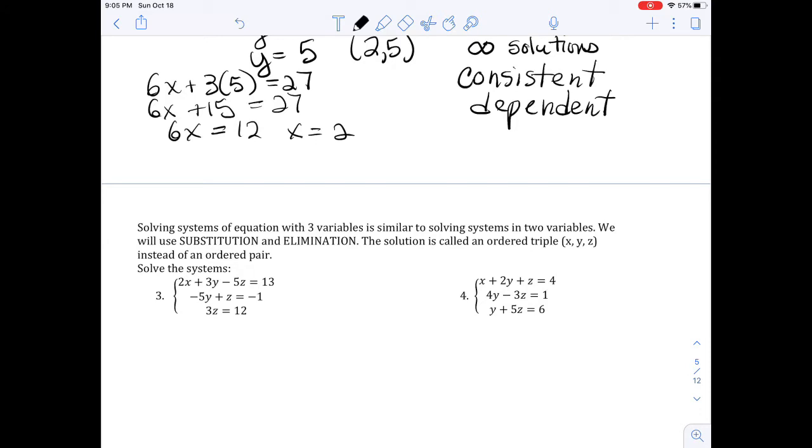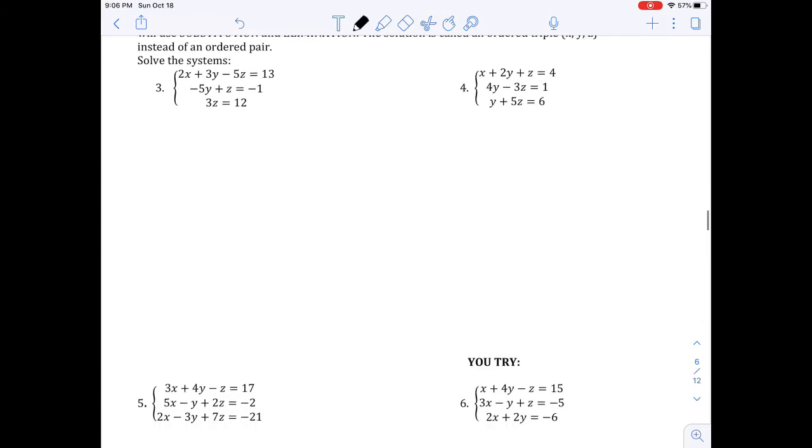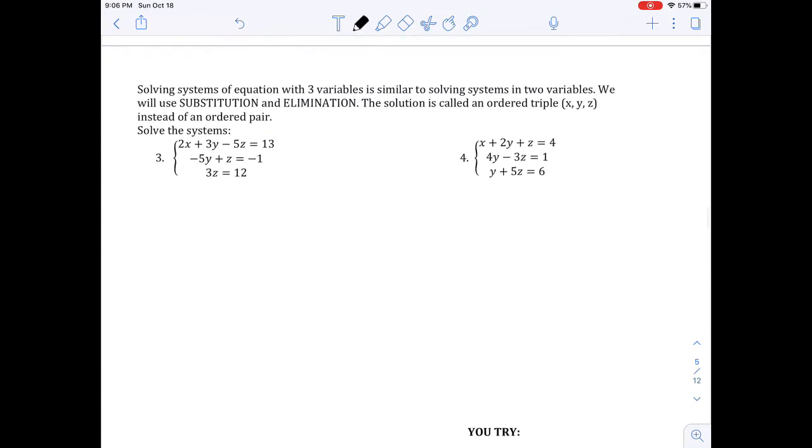All right, now those are two examples of solving two equations, two unknowns, all right? We can also solve systems where there are three equations and three unknowns. And these take a little bit longer, but we're using the same types of methods. We're either substituting or we're eliminating, all right? So I'll show you three types, and then you can try one on your own.